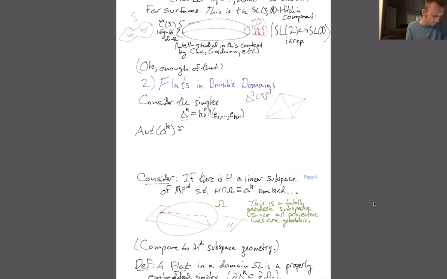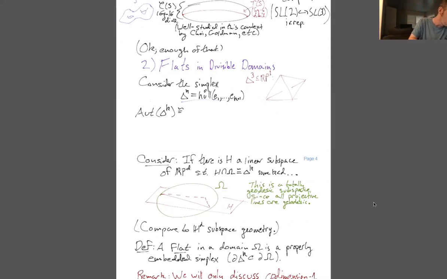So this is a proper convex domain. It's contained in one chart. And so the audience participation part of the talk is to determine what the projective automorphisms of this domain are. So what are the points inside of this? Inside of the simplex, they are the classes of vectors that can be represented with only positive entries.